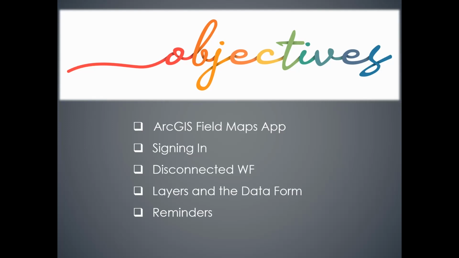Just an overview of what that disconnected workflow should look like, the layers that are involved in this nationwide visual survey. The data form itself will have a demo on the iPad. It's a little bit bigger, so easier for you to see. But because I know some of you are iPhone users, I will also show you what that looks like on the iPhone. And then some reminders of things to be extra mindful of when you're collecting data in the Field Maps application.